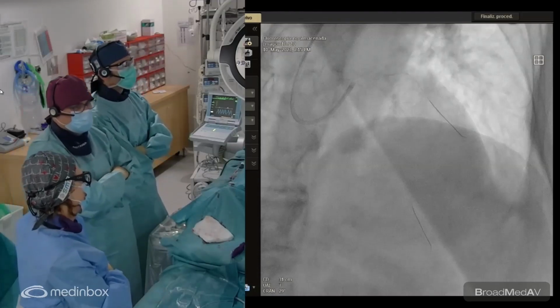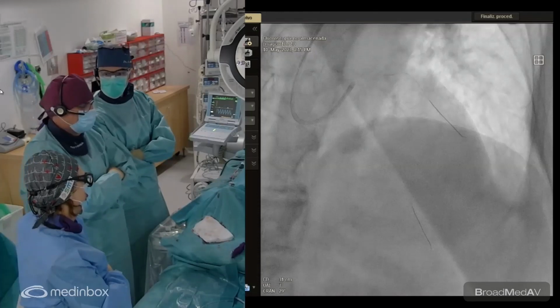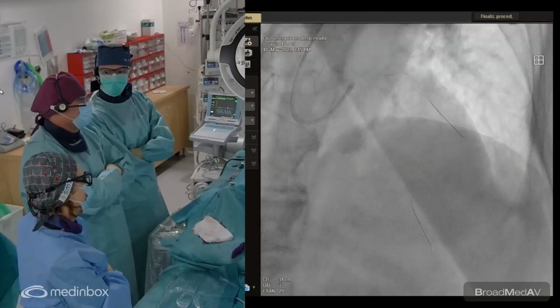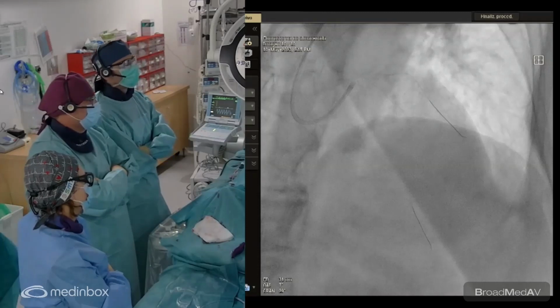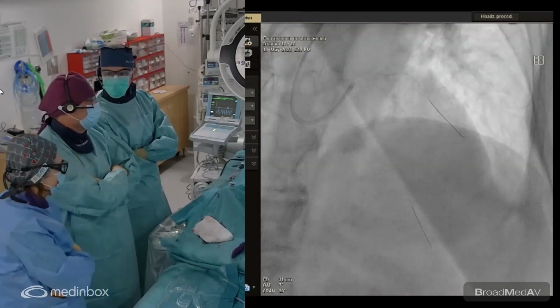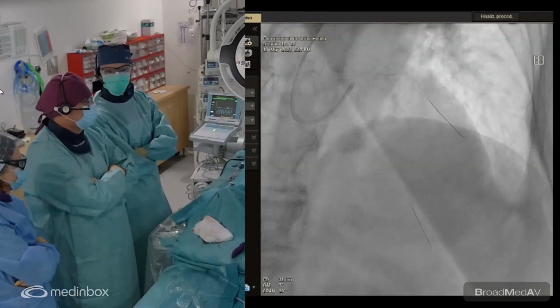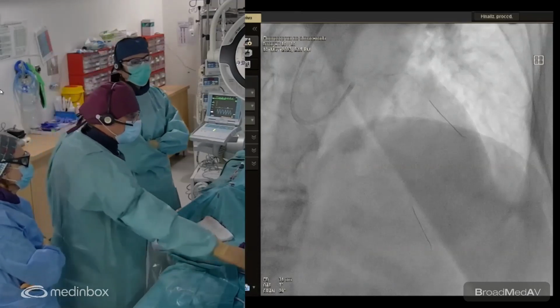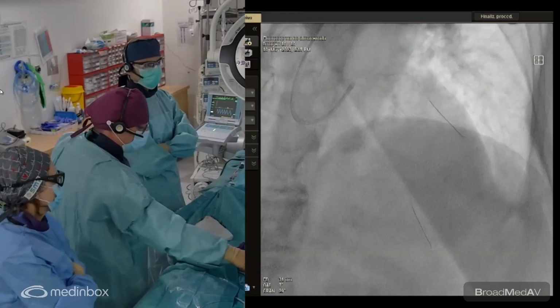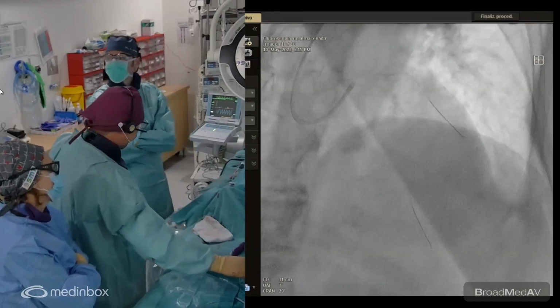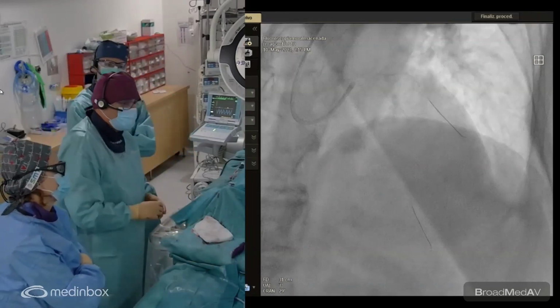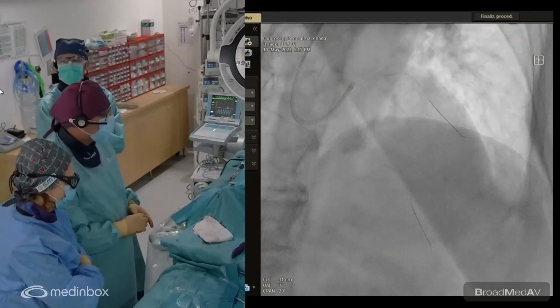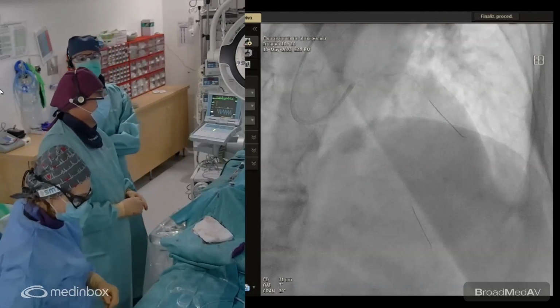Are we trying to start with the LAD, Guillermo, or the circumflex? I think our initial plan was the LAD, but we crossed before to the circumflex and I was tempted to start with the circumflex. So let's try to predilate a little bit because the IVUS is not going to cross. So please, 1.5 or Guillermo? Okay. A 1.5 balloon, please.